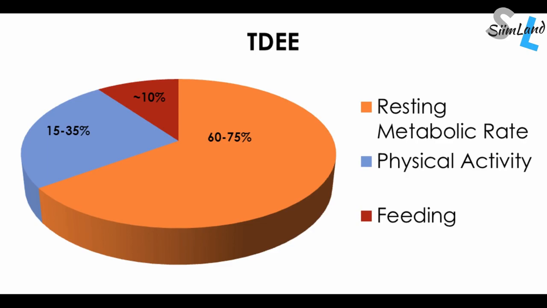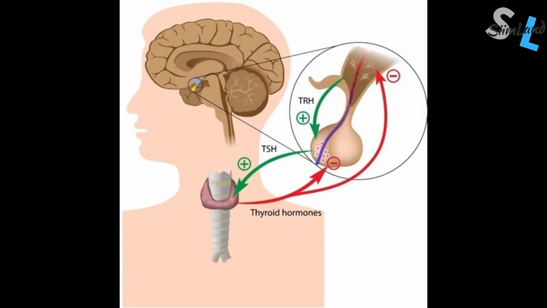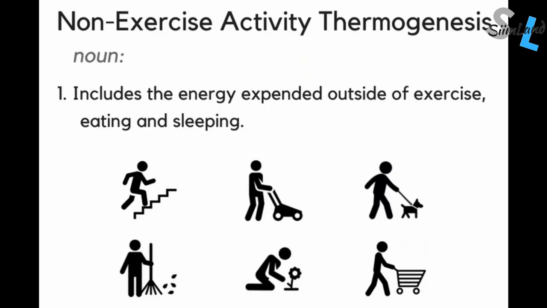Your metabolic rate is also regulated by the thyroid gland, which is located in the front of your throat. Non-exercise activity thermogenesis, or NEAT, includes the small physical activities that aren't exercise, like walking around the house, fidgeting, twitching, doing chores, etc. Your basal metabolic rate, or BMR, measures the amount of calories you burn during rest when you're simply breathing.